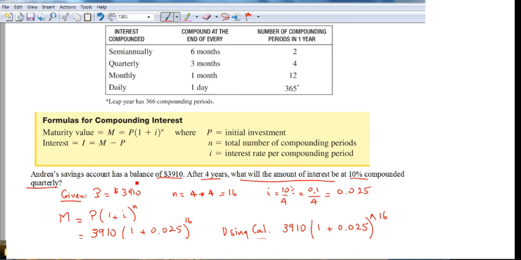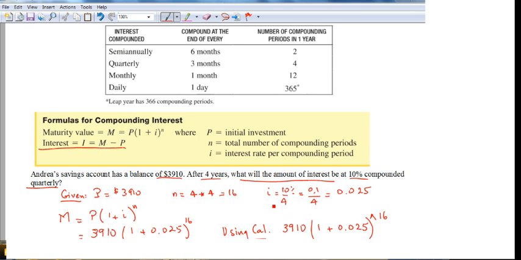Andrea's savings account has a balance of 3,910. After 4 years, what will the amount of interest be? So here the question is asking what would be the amount of interest. We just want to know what's the interest. At a 10% rate compounded quarterly. That means 4 times a year. But the interest here is equal to the maturity value minus the principal. Well, the maturity value, that's where we're going to need to use this formula here.